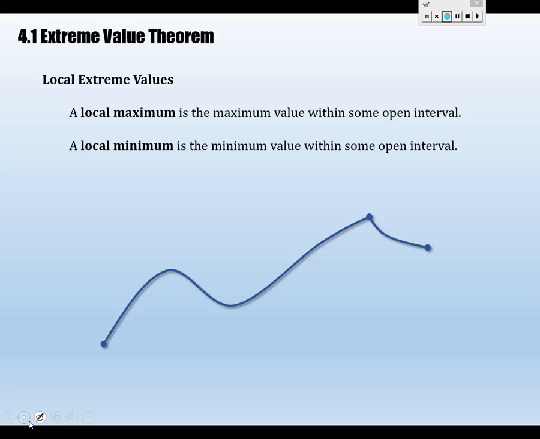Not an open interval. Yeah, the key word is an open interval containing that point. There is no open interval that contains that point where it's got the biggest y value. Yeah, did you want to add to that? Either of you? No. Okay.